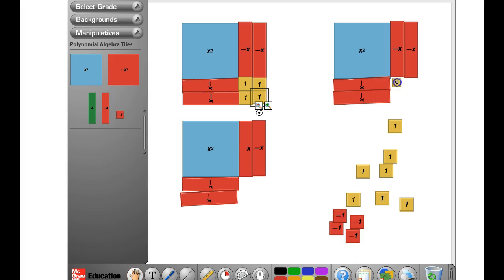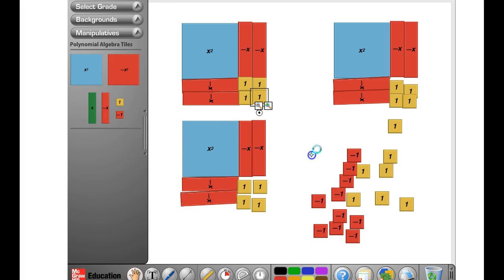Same thing over here. I'm going to add 4 ones to complete the square. This isn't going to be pretty, and I don't want to waste your time, but I've added 4 more 1s, so I'm going to add 4 more negative 1s. Add 4 more 1s, and so I add 4 more negative 1s. Okay, so now I've completed the square.